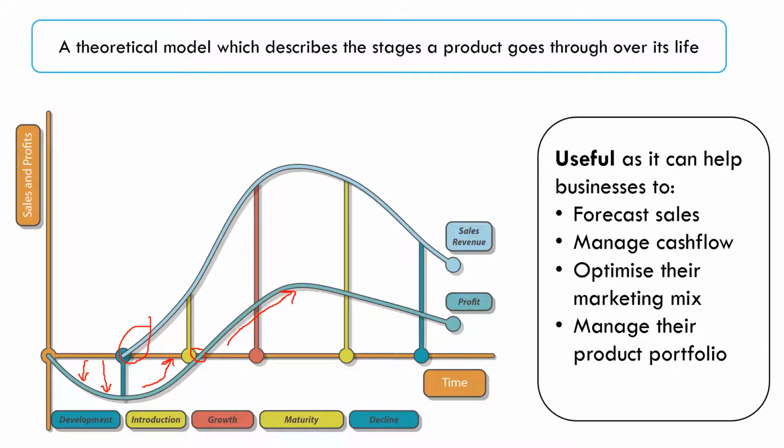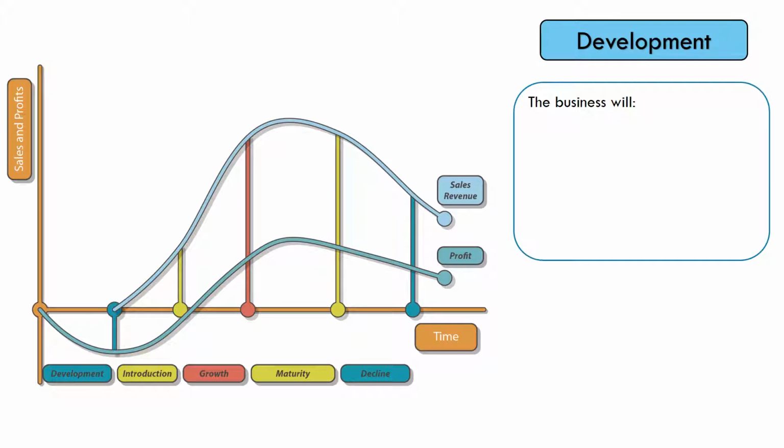So the product lifecycle is useful because we can use it to help forecast sales, manage cash flow, optimize the marketing of each product, and manage the range of products that a business offers. So let's now go through the stages. What happens during the development stage of the product lifecycle?